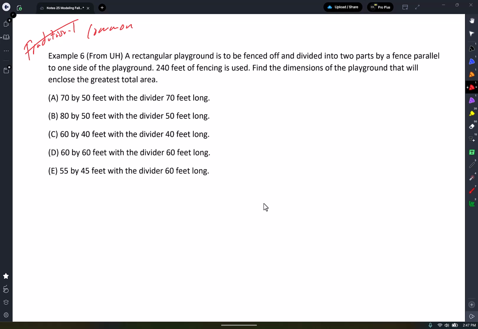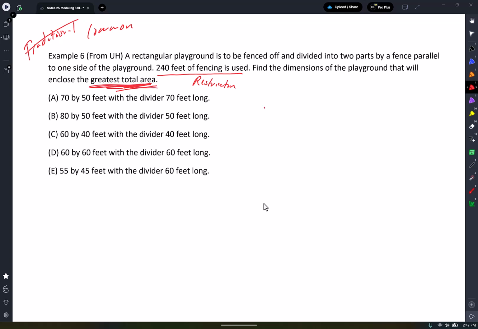Okay, I'll stop. A rectangular playground is to be fenced off and divided into 2 parts by a fence parallel to one side of the playground. 240 feet of fencing, so there's my restriction. Restriction is used. Find the dimensions of the playground that will enclose the greatest total area. So there it is, underline greatest total area. That's what they want to maximize.